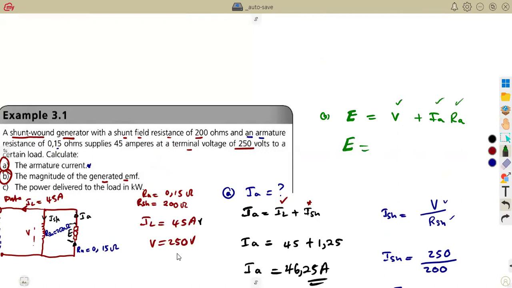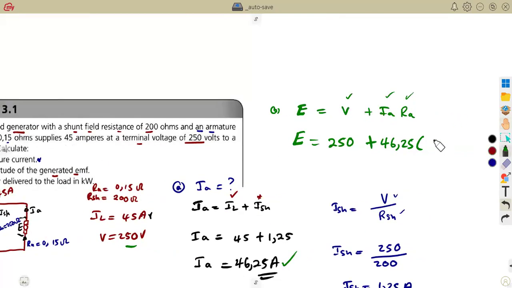So what is your terminal voltage? 250 plus your armature current, the one that you calculated here. So remember, we obtained 46.25 times the armature resistance, which is 0.15, as we are given there. So multiplying this and adding to 250, it was going to give us 256.9375, which is going to give us 256.938 to three decimal places. Generated EMF measured in what? In volts.